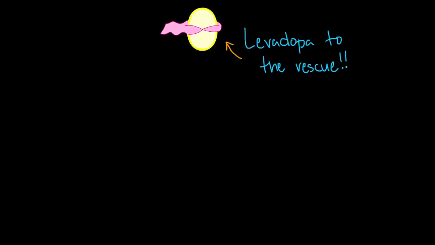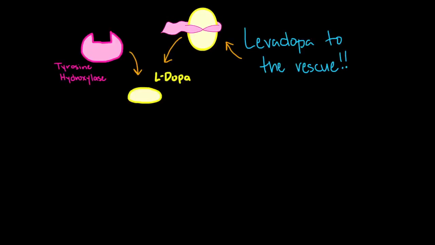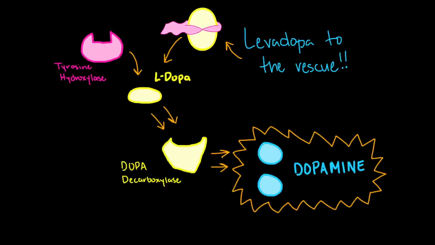However, it cannot do this directly. Instead, it introduces one of the precursors of dopamine, L-DOPA, like we talked about earlier. This is then turned into dopamine and can be used to complete the neural pathway.